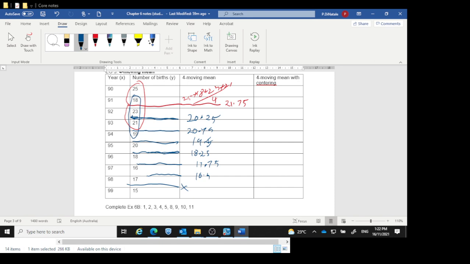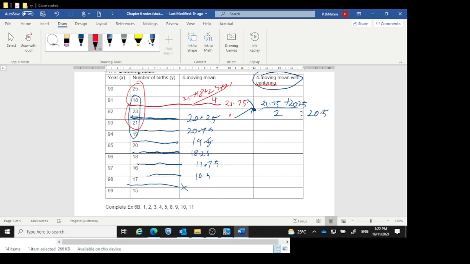Now that I've got those ones, I've got my 4 moving mean, but they're not with the year. They're actually in between the years. That's where this centering comes in, because now I'm going to put them back with the year. So you're going to get these 2, and it's going to go back right in there on number 92. So adding them up, 21.75 plus 20.25, and centering means we just halve them. So when we do that, we get 20.5.